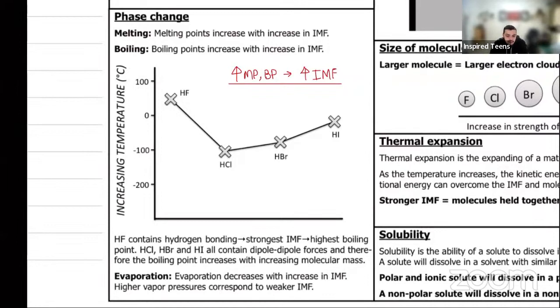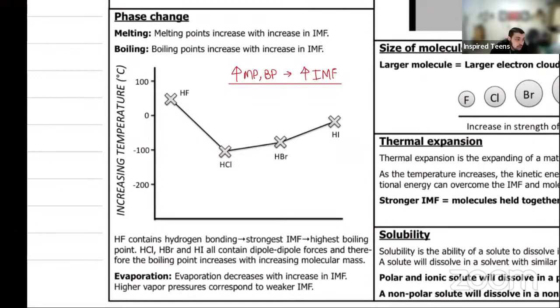HF. Okay, so firstly, if we look at the diagram, temperature on the left, I'm not sure if this is the melting point or boiling point, but we can see that the temperature for HF, let's just say the melting point, is the highest. Then it's HI, then HBr, and then HCl. So let's read what it says. HF contains hydrogen bonding, therefore it has the strongest intermolecular force, therefore it has the highest boiling point. So this is to do with boiling point.